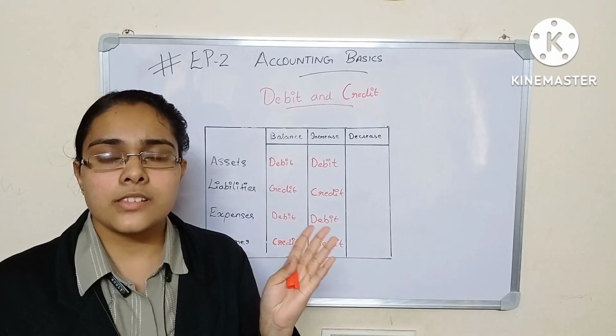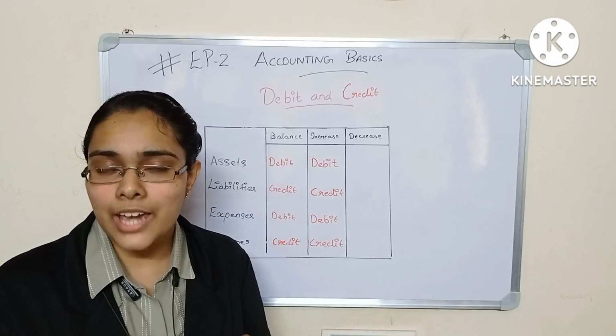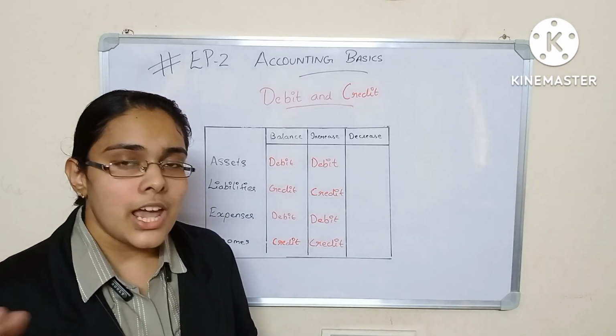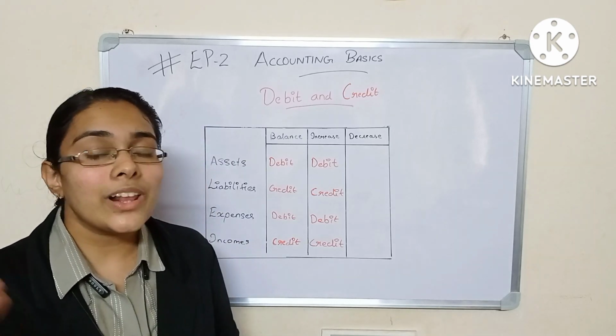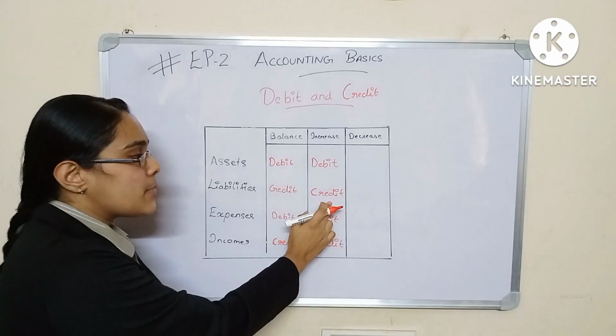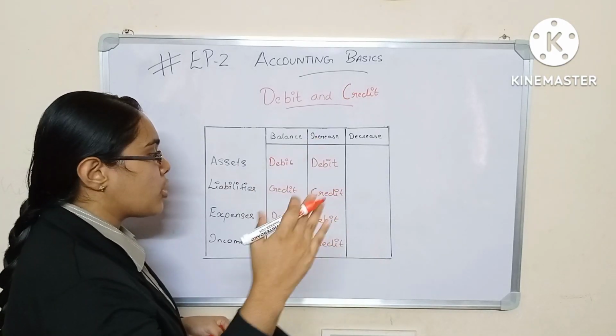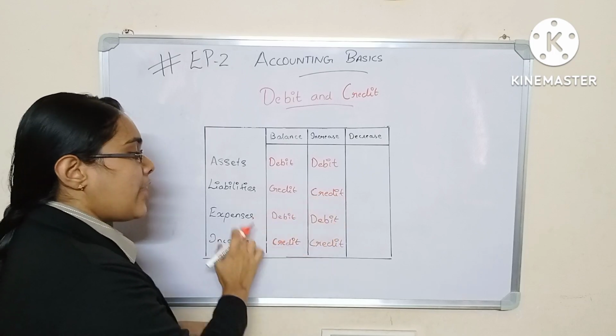Just imagine the cash account comes in. Cash comes in, so it will be debited. And creditors, credit the giver, personal account rule. So you will credit the creditors. That's what I have written here. Credit balance. When you increase your debt or your liability, you will credit it. Same as in the case of expense.